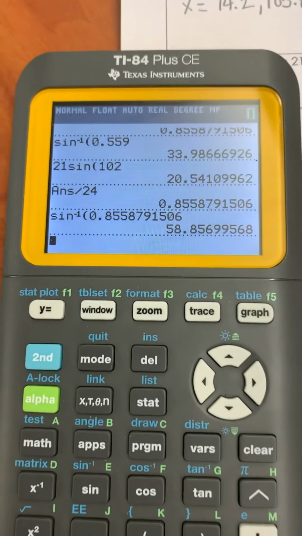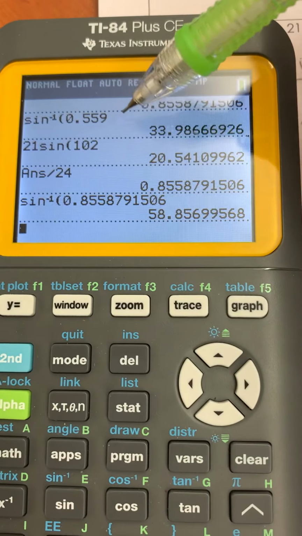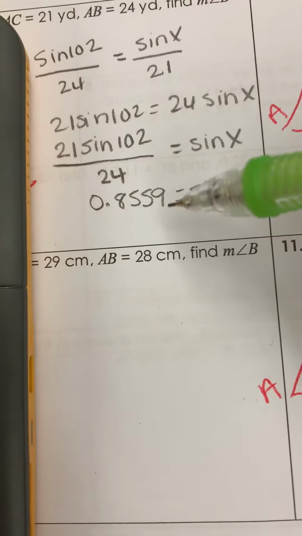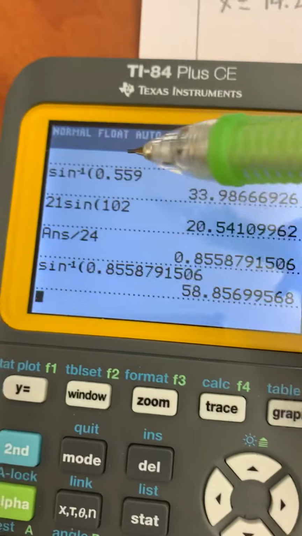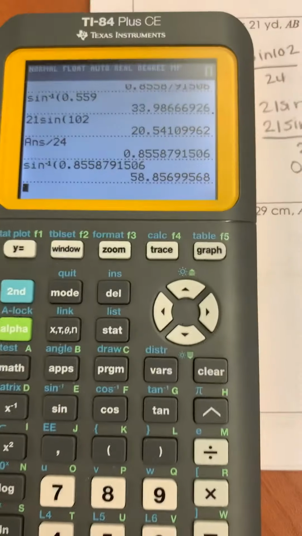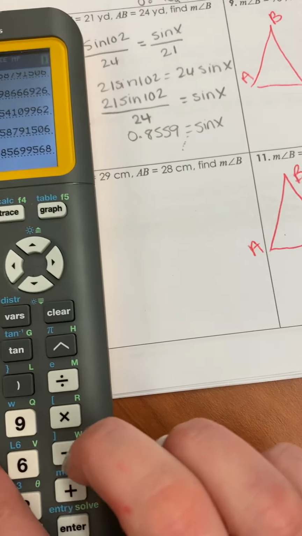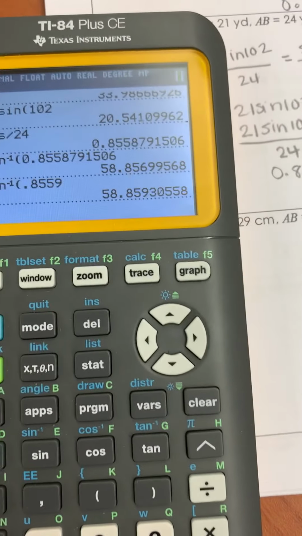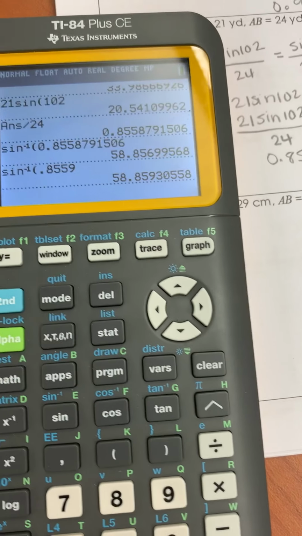Oh, okay, no. I put it in the calculator wrong. You see that? I screwed up. I should have put that in the calculator, and I put that in the calculator. See? But I knew that I messed up. So what I should have done is 0.8559. Sorry, I just didn't want to stop the video because then I have to start all over again, and that's a lot of work for me.